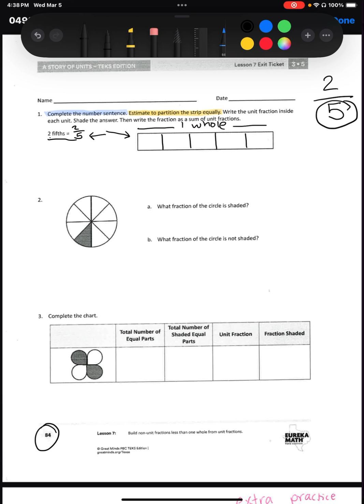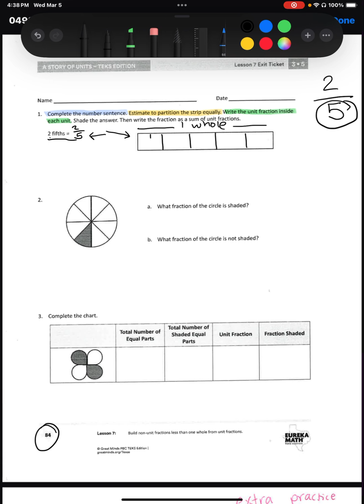Because this whole thing represents one whole, when we break it down, we're breaking it down into parts smaller than 1. We're breaking it down into fractions. The next step here is to write the unit fraction inside each unit. We want to write the value of each unit. Labeling fraction models in my class is really non-negotiable. It is not an option. You need to label the model.